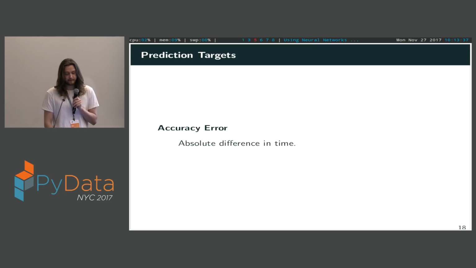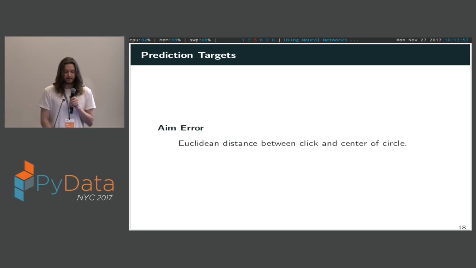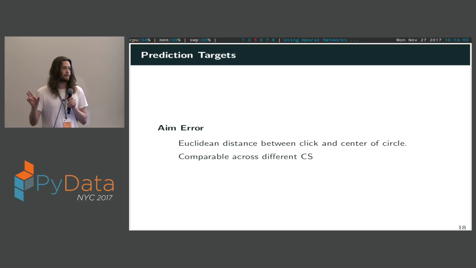To get the accuracy error, I just take the absolute difference in time. The nice thing about this is that it eliminates the overall difficulty metric from the game. I'm just going to predict the error in the click, and I don't know yet what that score would be, and that's okay. So we don't need to model that feature. For the aim error, I just take the distance between where I click and the center of the circle. Again, this is nice because I can compare the error across different circle sizes. I don't know whether I hit or not, just what the error is.